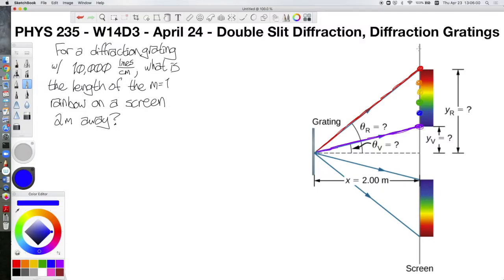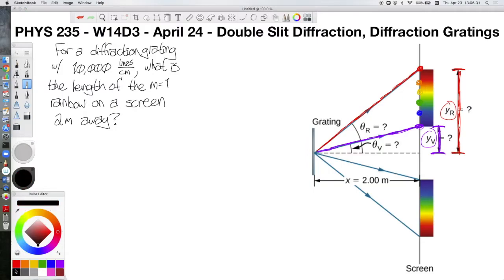But you have all of your rainbow colors, right? Orange, yellow, green, blue, violet, all having their principal maxima at different locations. So what we want to do here is we want to find out how far is the first principal maxima of violet from the center of our pattern. And we want to find out how far is the first principal maxima for red from the center of our pattern. And we're going to call those YV and YR.